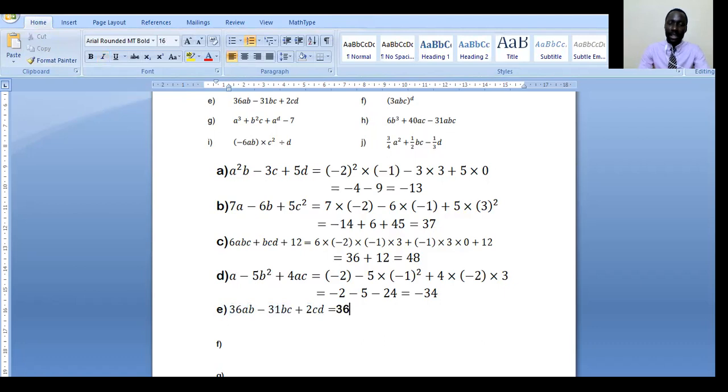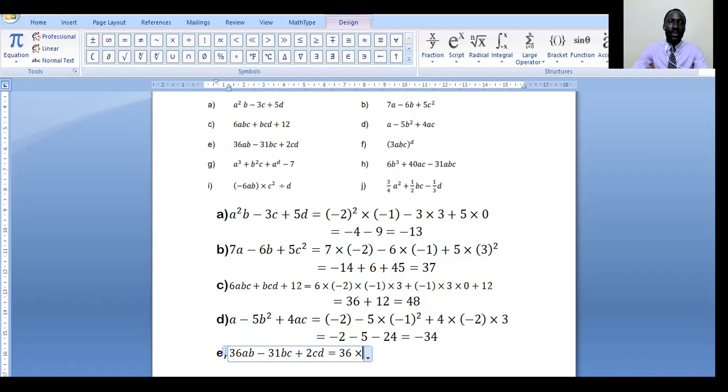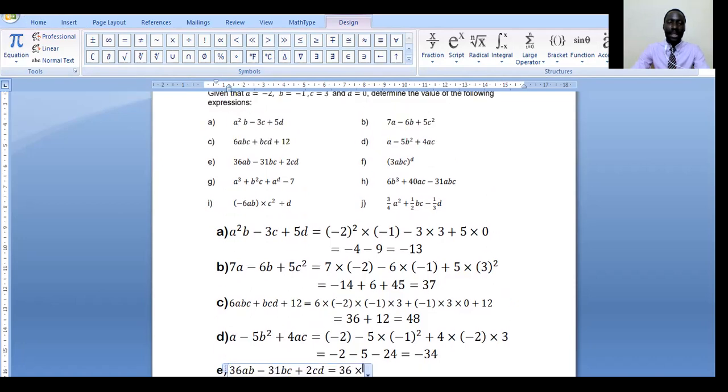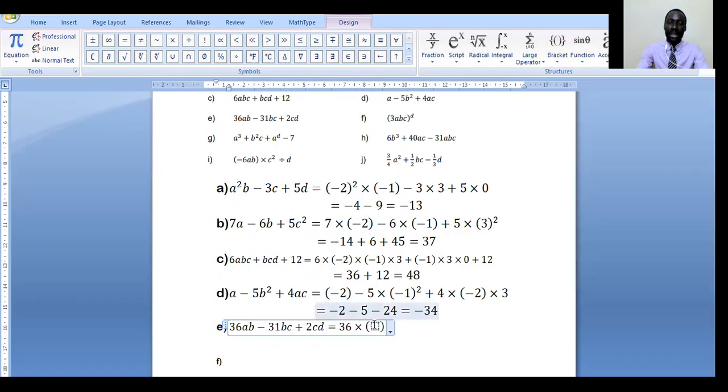So this is 36. This is going to be 36 times A times B. So what's the value of A? Well, the value of A is negative 2 and B is negative 1. So A is negative 2. We would like to put it right inside the bracket as negative 2 right here. Then times B, which is negative 1. Times negative 1.